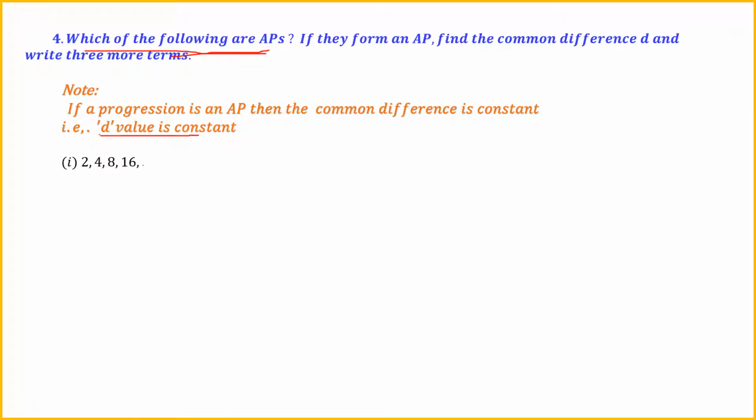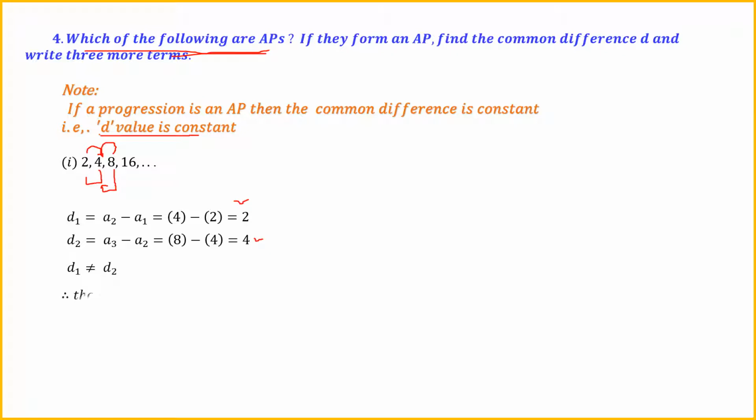Let us try to find the value of d. Take 4, subtract 2, you get 2. Take 8, subtract the previous number 4, you get 4. What I mean is d1 = a2 minus a1, it's 2. d2, take the third term, subtract the second term, that is 4. Since d1 is not equal to d2, we conclude that the given progression is not an arithmetic progression.